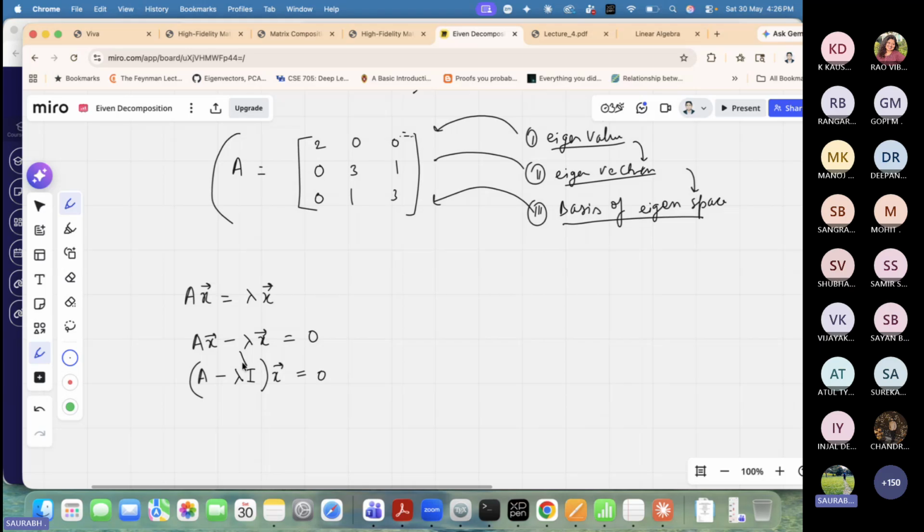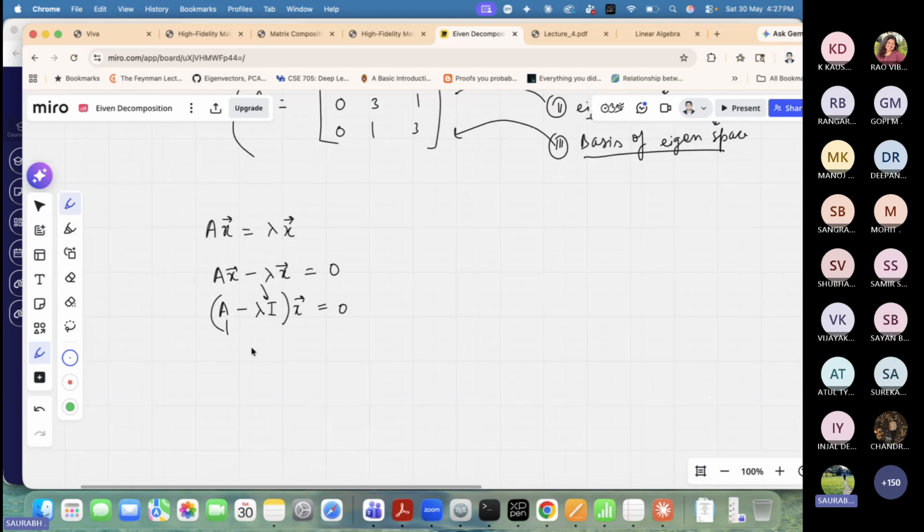Why did I have to use I here? Any idea? Anyone to give me that answer? Yeah, because A is a matrix, and the identity matrix doesn't impact A. Exactly. A is a matrix. You cannot subtract a scalar number from a matrix. You can only subtract a matrix from a matrix. Hence, the identity matrix comes in here to help us with that, right?